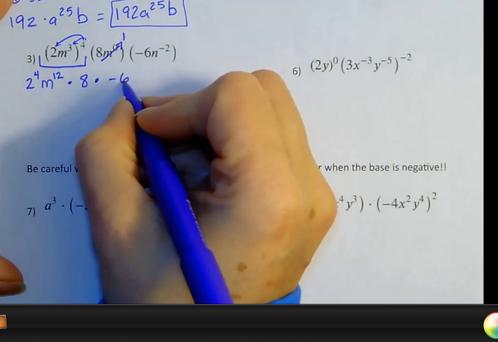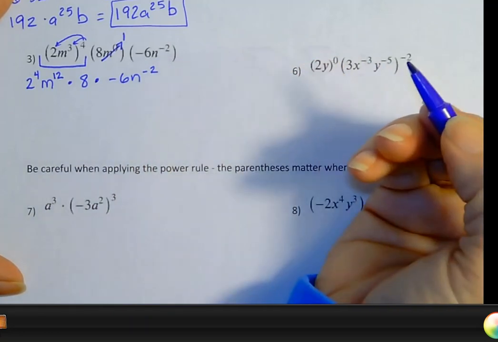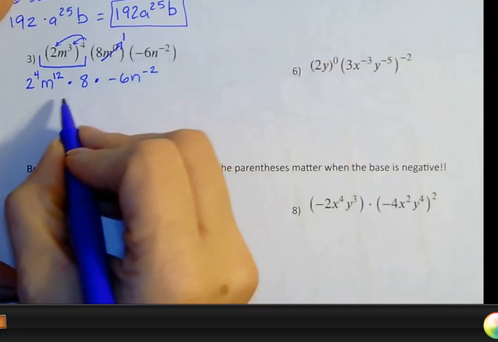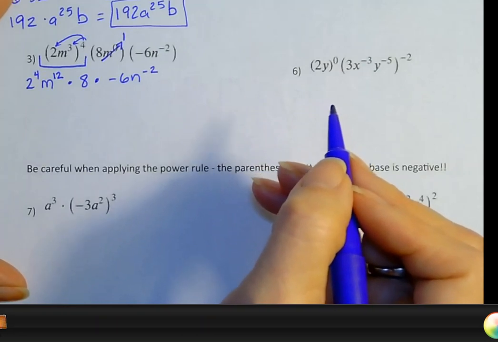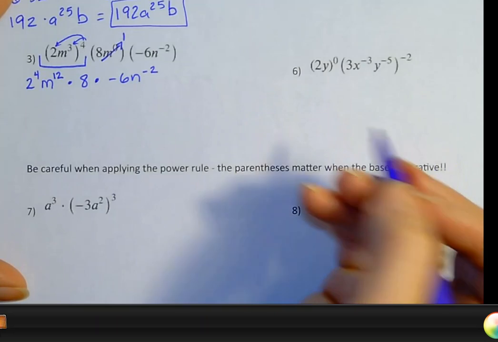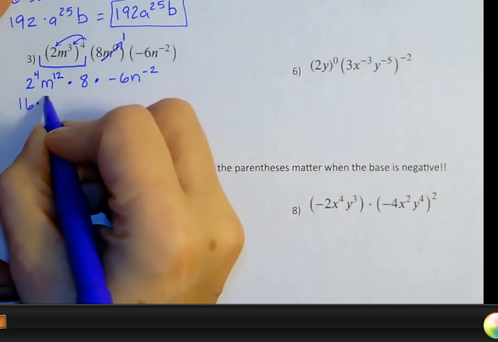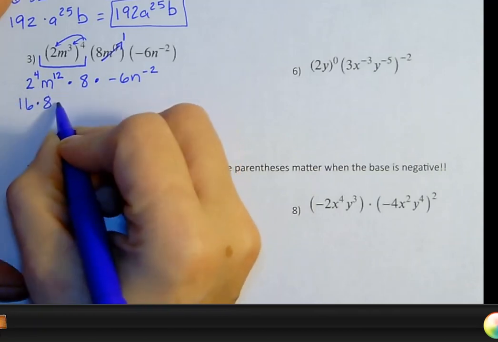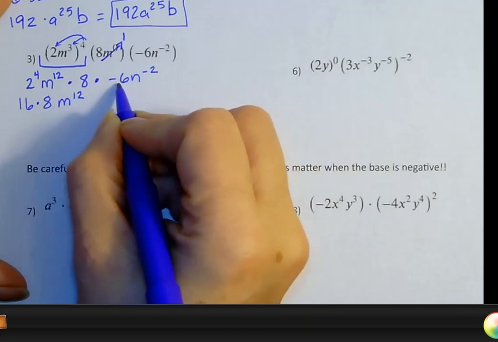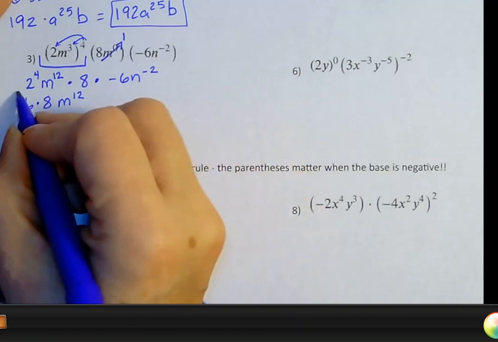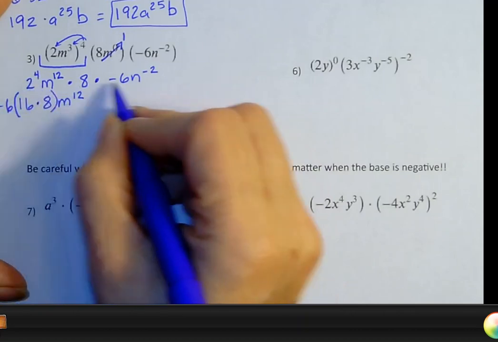Times negative 6n to the negative 2. I'm going to keep that as a negative 2 for now, but I might have to move that to the denominator if I don't get to add or subtract exponents to it. All right, 2 to the 4th is 16, so I have 16 times 8, I'm just rearranging, times m to the 12th. Oh shoot, I have also times negative 6. I'm going to pull negative 6 up front here too. Times negative 6. 2 to the 4th times 8 times negative 6.